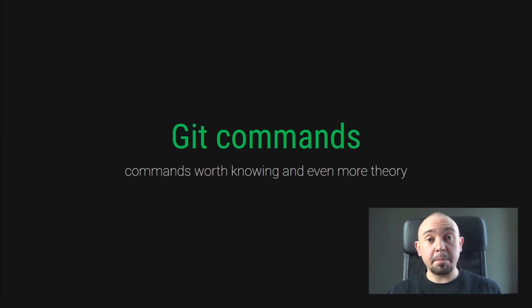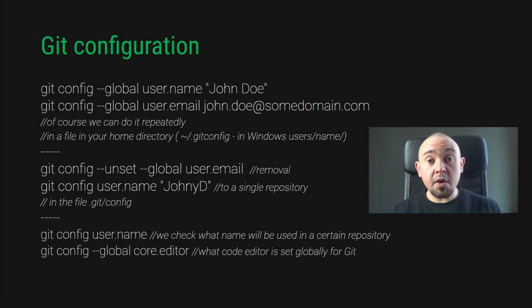So let's focus on the basic Git commands. It is worth starting with the commands that will allow us to set the global Git settings. This allows us to determine our name and email address. These settings are stored in a home directory. On the Windows system, it will be the users folder, and inside it a folder with the username of our system. Of course, we can change this data anytime we want.